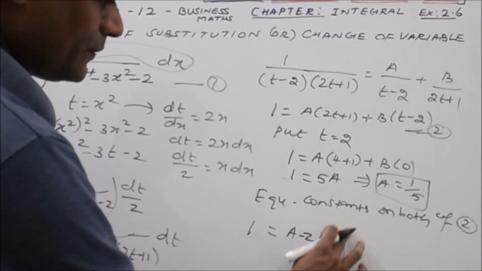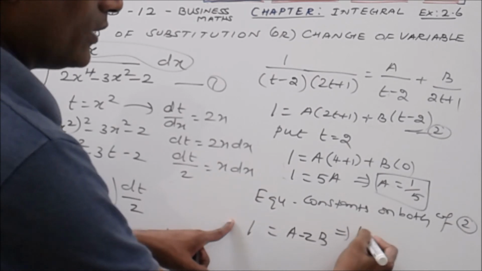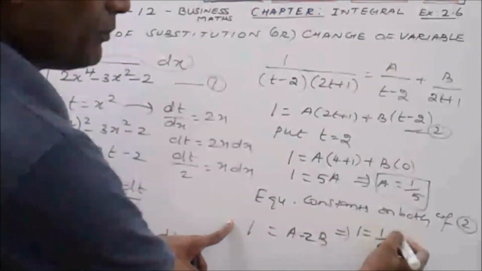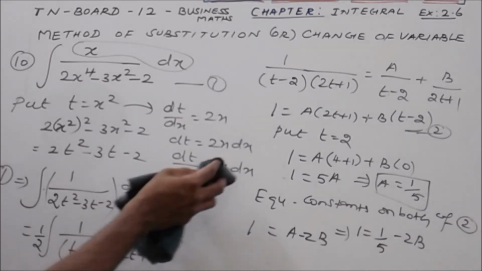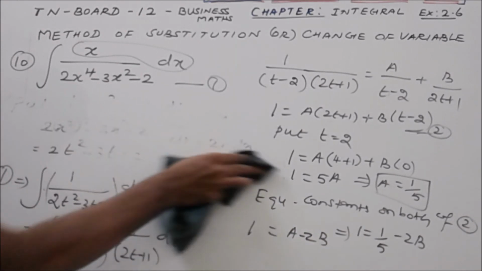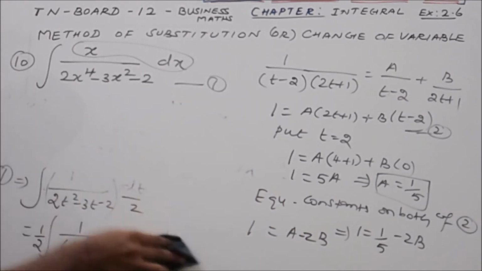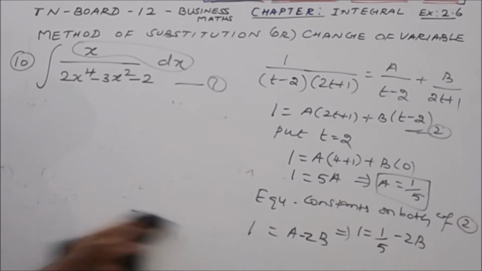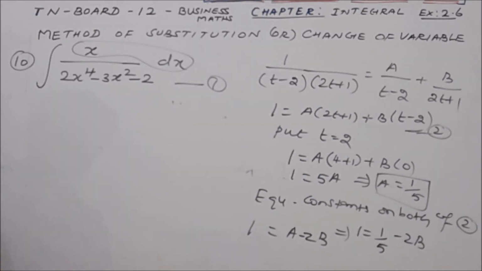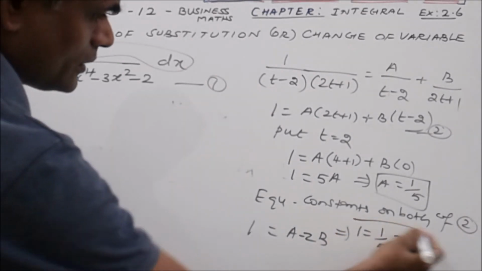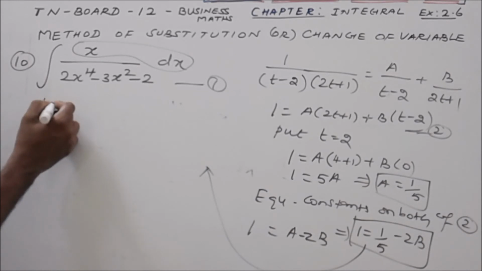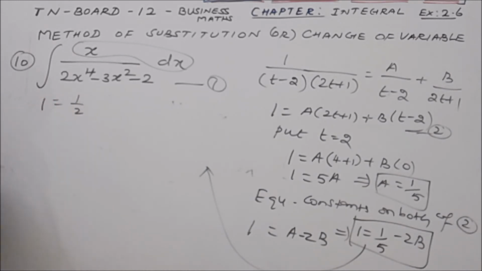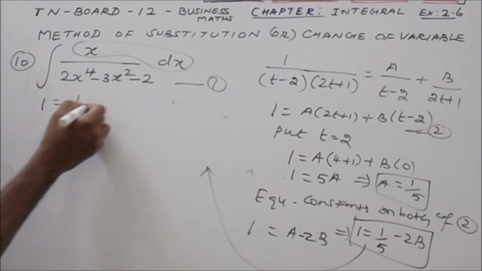Which implies 1 equals a, which is 1 by 5, minus 2b. Now to find the value of b, simplify this. The last term implies, I am writing here, 1 equals 1 by 5 minus 2b.